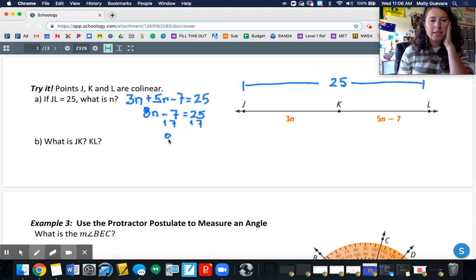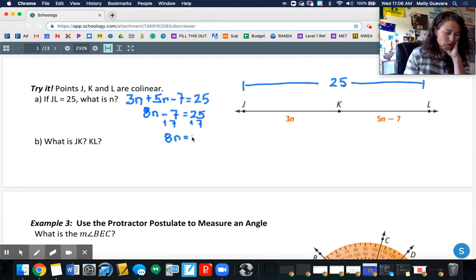And I get 8n equals, and then 25 plus 7 is 32. Hopefully you can write smaller than I can so you don't take up as much space. 32, divide by 8, and I get n equals 32 divided by 8 is 4. Okay, so there's part A. n is 4.